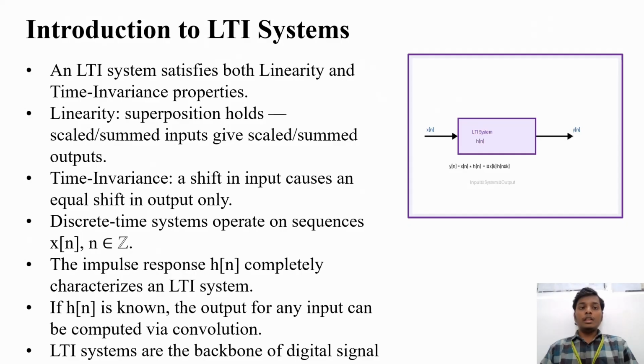An LTI system satisfies both linearity and time-invariance properties. Linearity means superposition holds: scaled or summed inputs give scaled or summed outputs. Time invariance means a shift in input causes an equivalent shift in output only. Discrete-time systems operate on sequences x[n], where n belongs to Z.